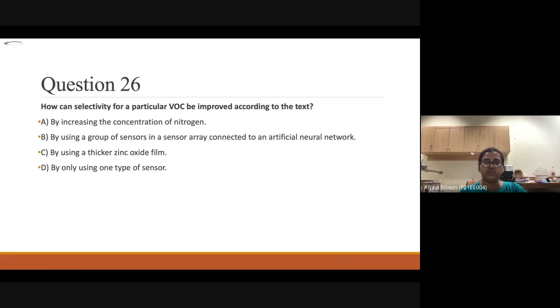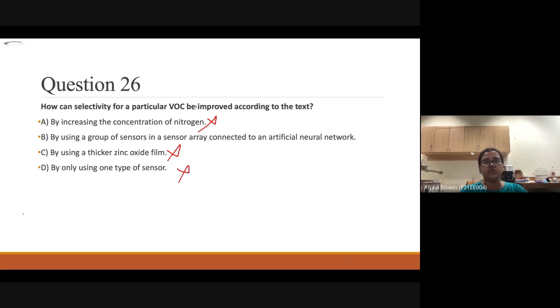Selectivity for a particular VOC can be improved by using thicker film? A thin layer of oxide also gives good results. So the third option is not the right option. One by one, we can go through it. By increasing the concentration of nitrogen, it's also not the right option because nitrogen is a carrier gas. Now coming to D, by only using one type of sensor, no.